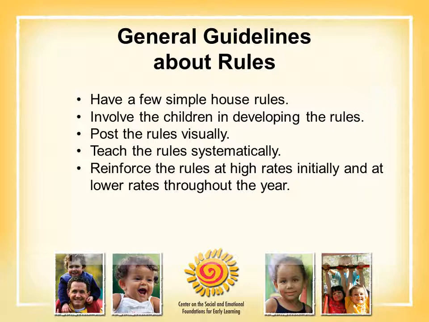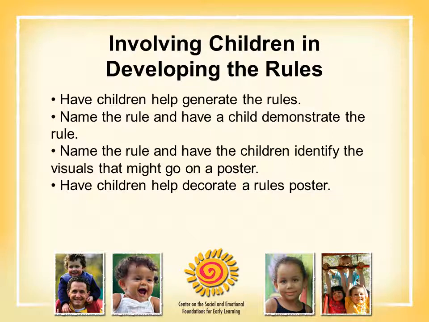Have children help generate the rules. Name the rule and have the child demonstrate it so they can show you that they understand what you mean. Name the rule and have the children identify the visuals that might go on a poster. So what kind of a picture could we put that would remind you to change the cat box? Have children decorate their own rules poster. So it's a work of art that is put on the refrigerator or wherever you have it put.